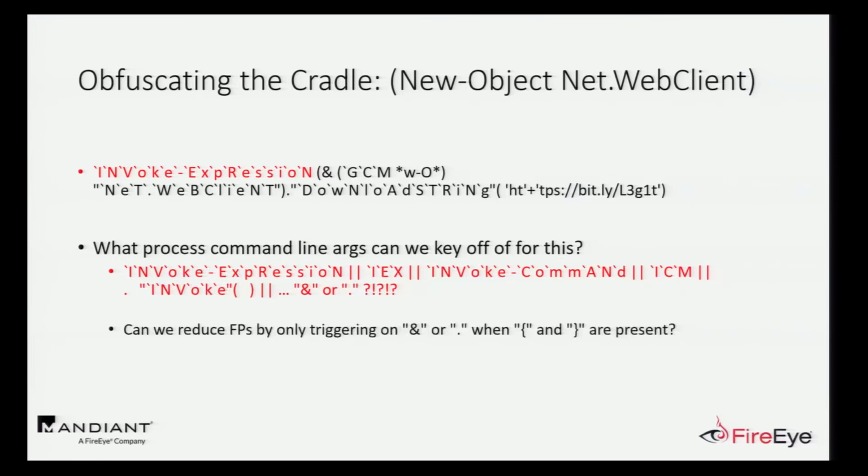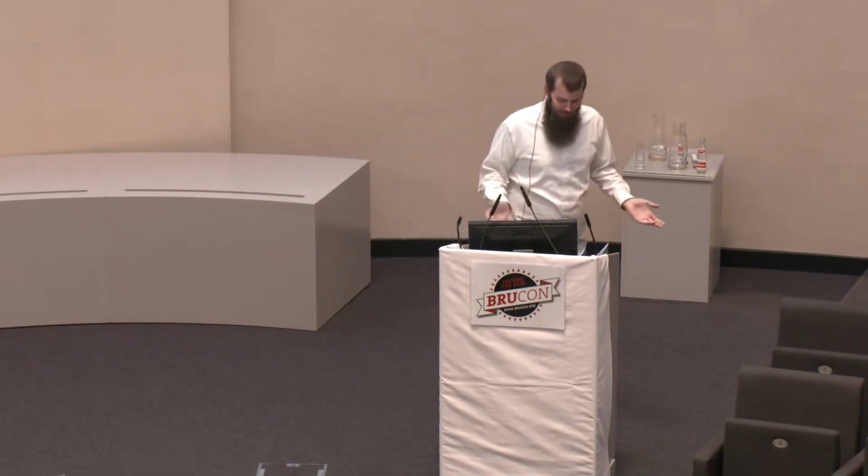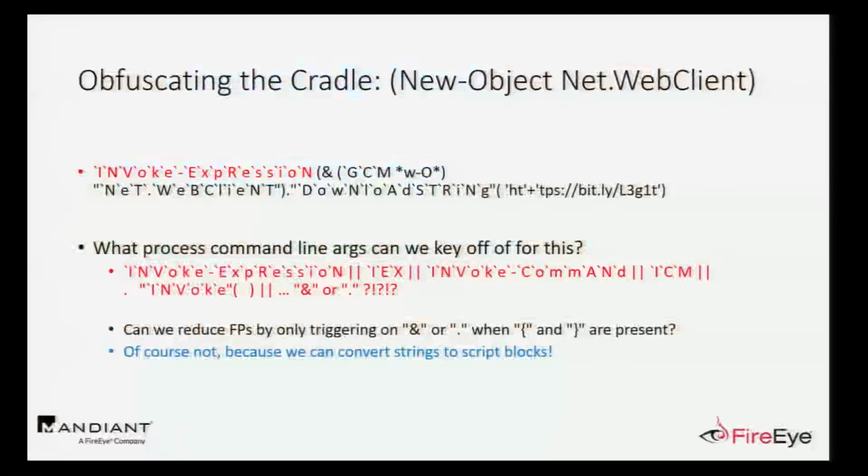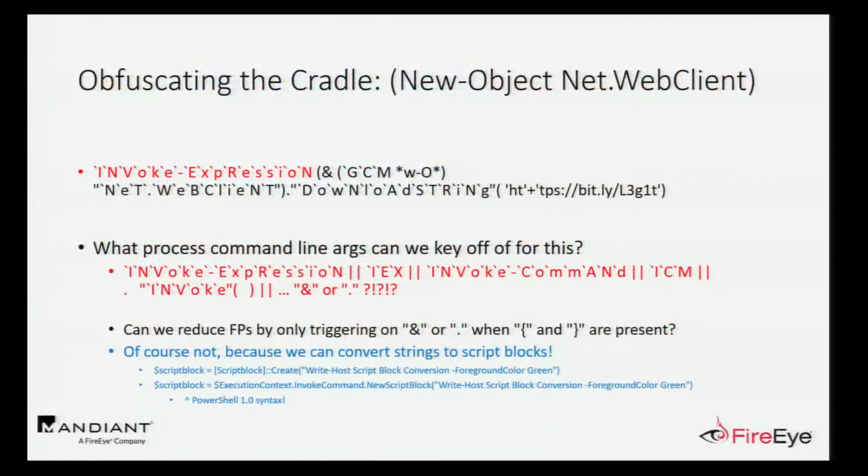Again, we're dealing with script blocks here, right? A script block is not a string. It is usually denoted by curly braces. So we could say, okay, if we see a dot or an ampersand, and we also see open and close curly braces, then we're dealing with a script block, right? Most of the time. However, we can convert expressions to script blocks. There are two ways you can do that: with the ScriptBlock Create .NET syntax, or, PowerShell 1.0 again, New-ScriptBlock. This is great. PowerShell 1.0, awesome stuff.